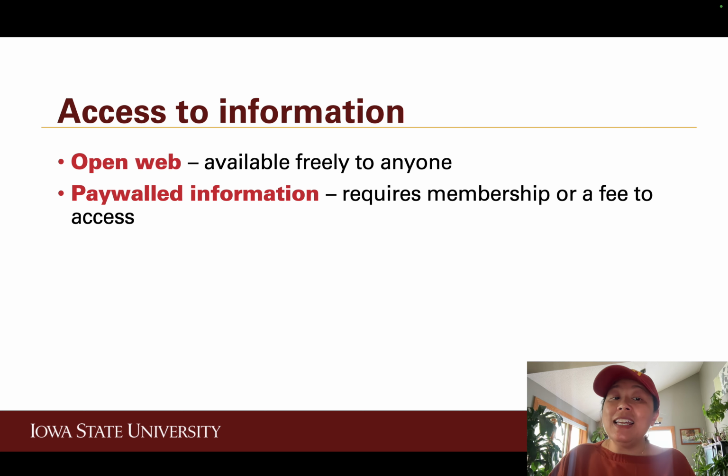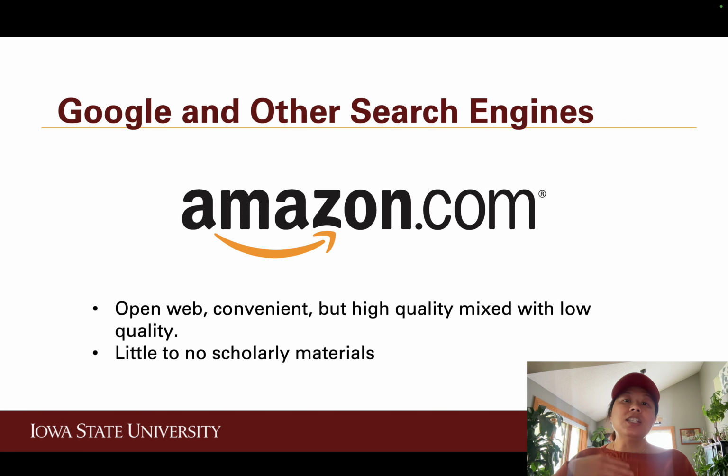You as an ISU student have access to paywalled information through the library. This is actually one of the reasons why you're learning about the 4 different search tools that are available to you, because 2 of those search tools belong to the library and they're going to give you access to that paywalled information.